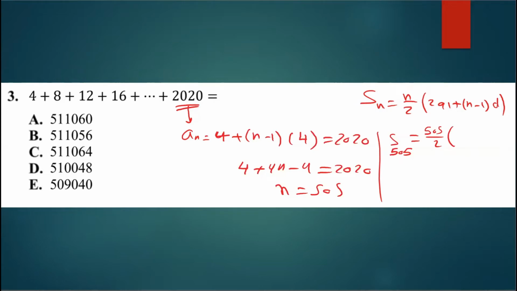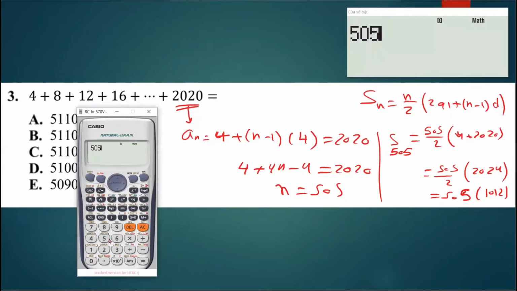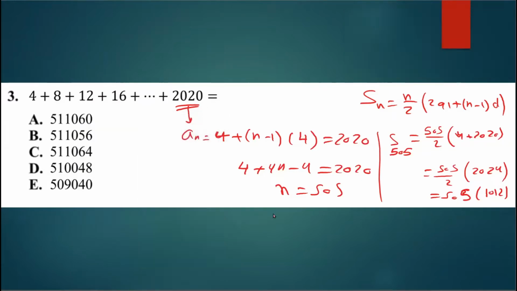And inside the bracket, you can do 4 plus 2020. Sorry. That will be 2024, and use the calculator to find out how much that is. I will divide by 2 here to 1012 and then multiply. So a calculator. It's 505 multiplied by 1012. Okay. So it's the first one.